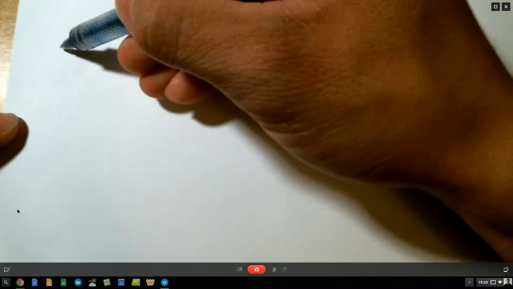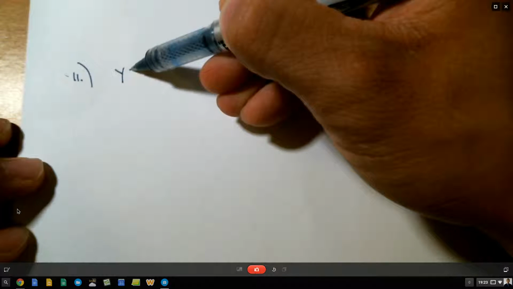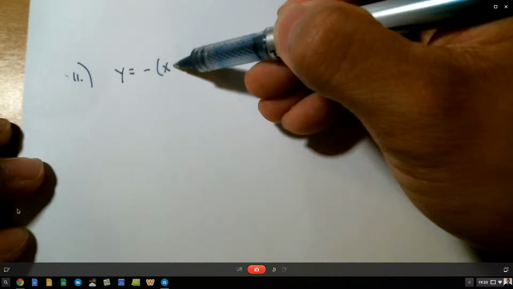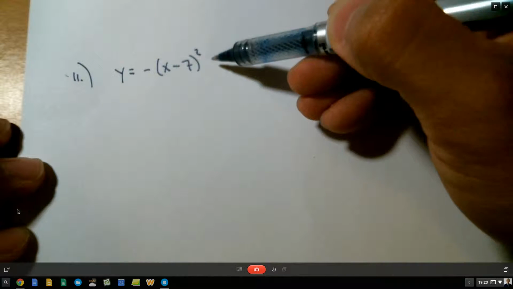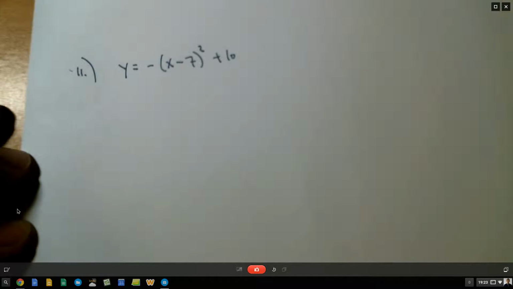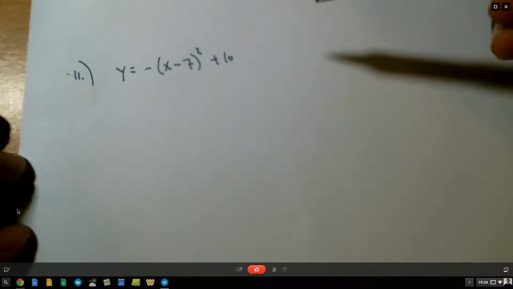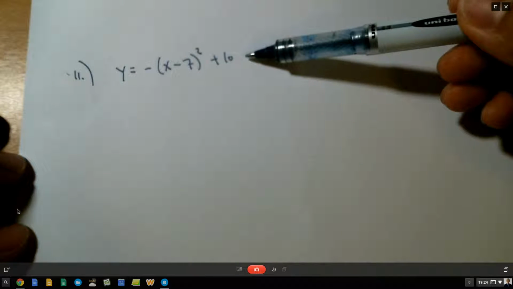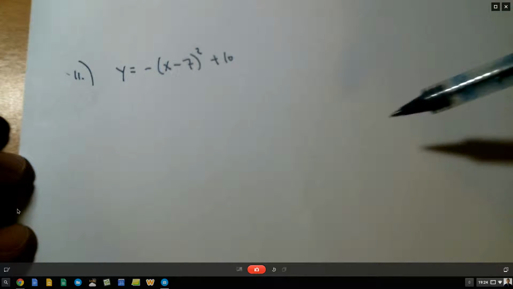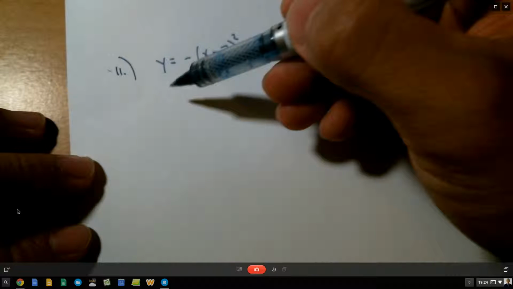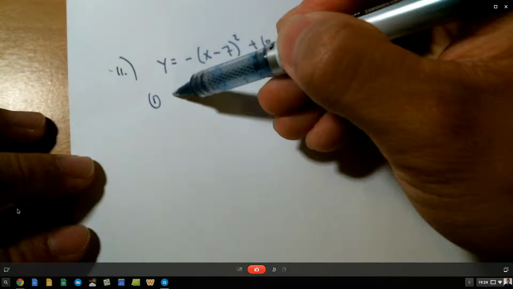So, number 11. The equation we're given is y is equal to negative (x minus 7) squared plus 10. And we want to be able to graph it, okay? So the first thing we notice is that this is in vertex form. And to graph any parabola, the first thing we need to do is get its vertex. So number one, we have to get the vertex.